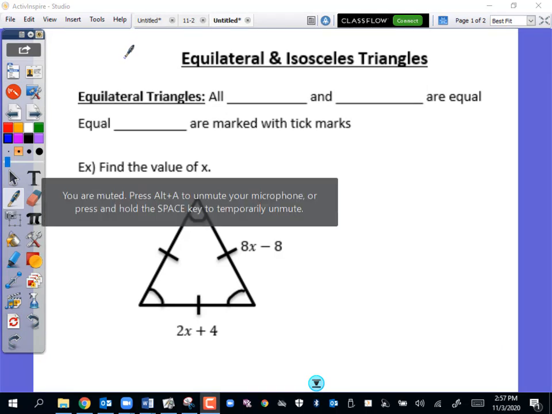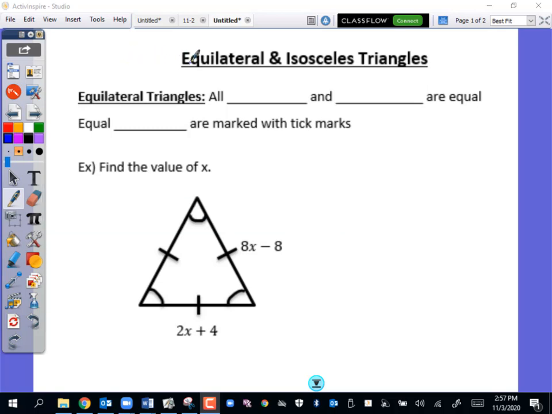Okay, so now that we know different properties of triangles, now we're going to use the properties to solve problems. The ones we're specifically looking at are equilateral and isosceles. So we're going to start with equilateral. We know equilateral triangles means that all the sides and angles are equal in an equilateral triangle.